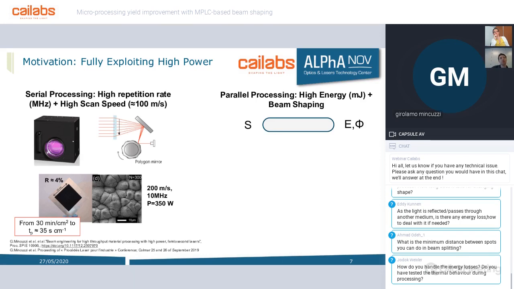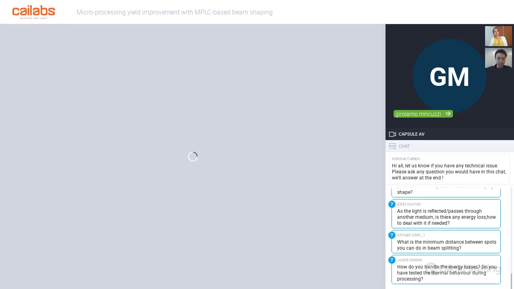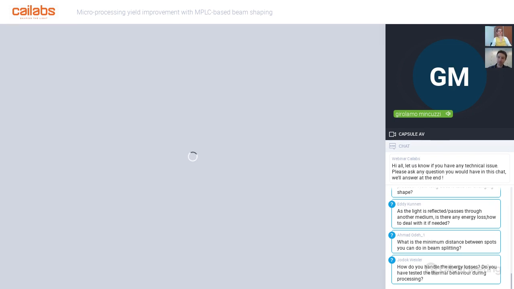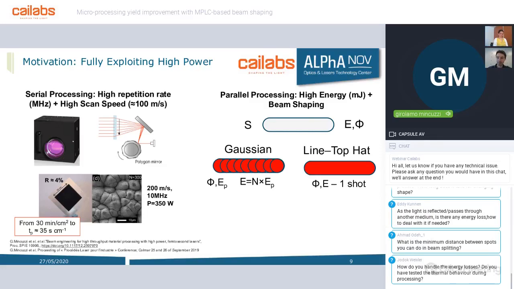The second option is when your high power lasers have high pulse energy, let's say in the range of millijoule. In this case, a good option could be beam shaping. Imagine you have a surface S that you want to process with an energy E and a fluence phi. You have two options: one is to scan a Gaussian beam over the surface, which is a serial processing option, or another possibility is to shoot one line top-hat profile, and this could be faster.